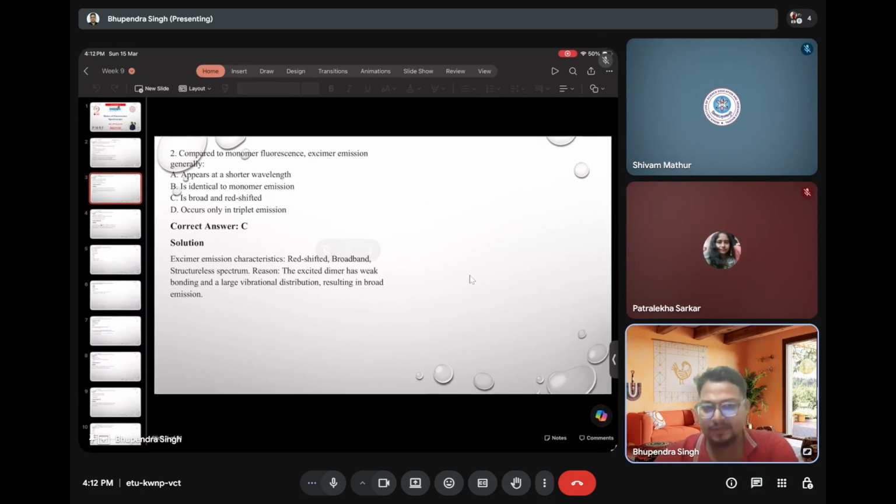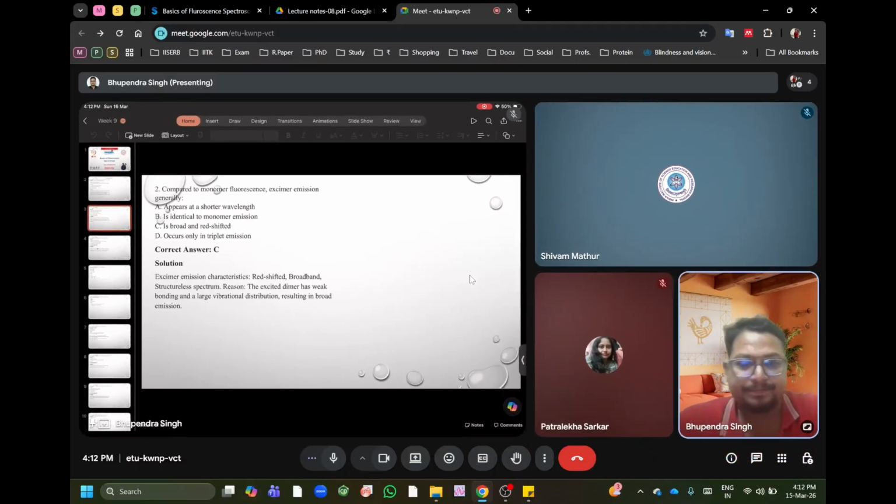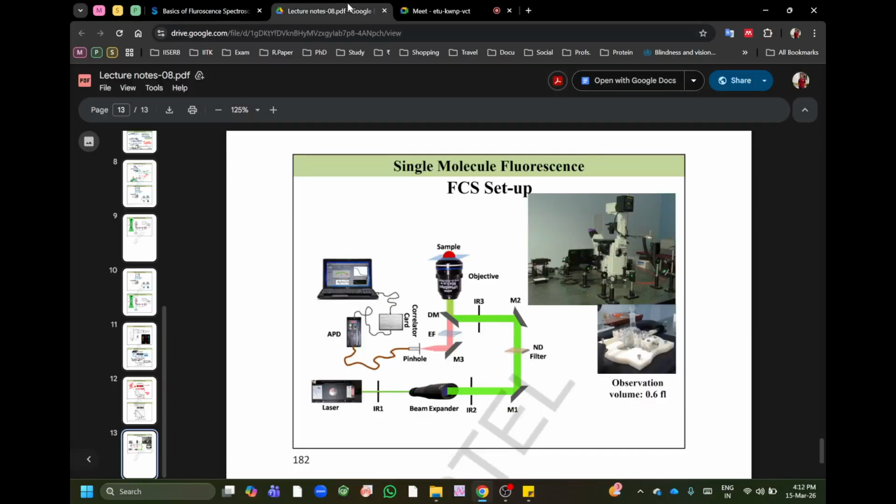Yes, broad and red shifted. Yes, it is correct. So the excimer emission characteristics: red shifted, broadband, structureless spectrum region. The excited state dynamic has a weak bonding and a large vibrational distribution, resulting in a broad emission. So I can show you in the first lecture.